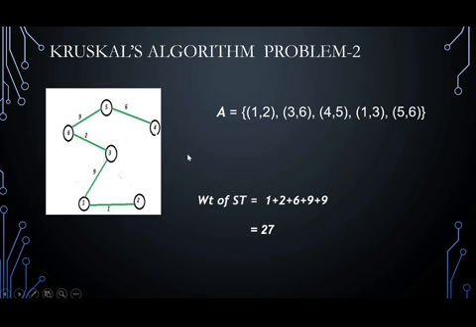So what will be the weight of the spanning tree? 1 plus 2 plus 6 plus 9 plus 9. 9 and 9 is 18, 18 plus 6 is 24, 24 plus 2 is 26, 26 plus 1 is 27. So the total weight of the spanning tree is 27 units. Isn't it simple?